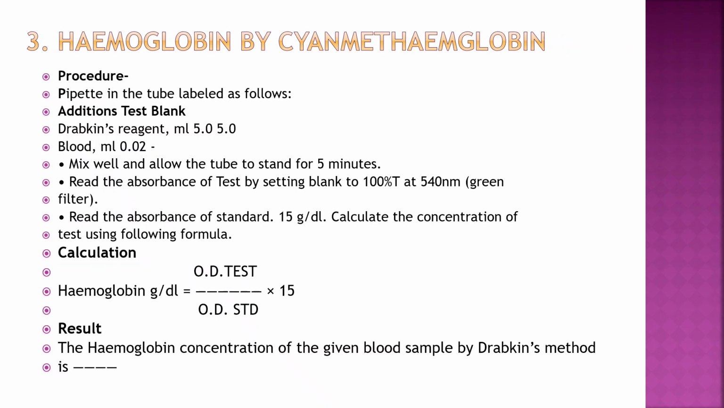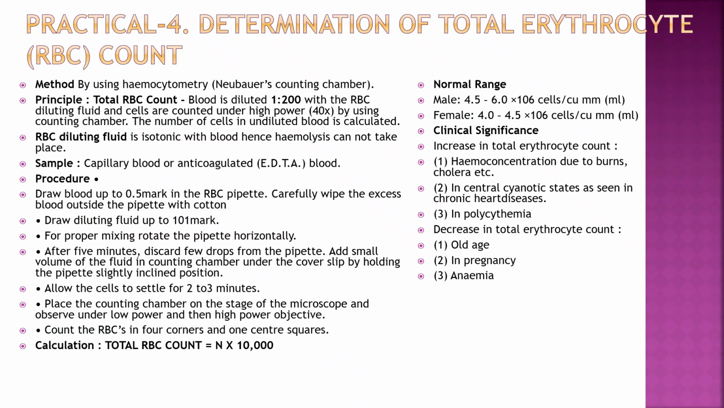Procedure: you have to take 3 test tubes: blank, test and standard. Take 5 ml of Drabkin's reagent in each test tube. Add 20 microliter of blood from the HB pipette to the test tube. Then add 20 microliter of hemoglobin standard of 15 gram percent to the standard test tube. Then mix and wait for 5 to 10 minutes, and then take the optical density against the green filter, and then do the calculation.